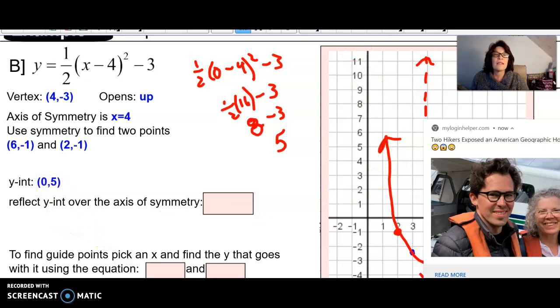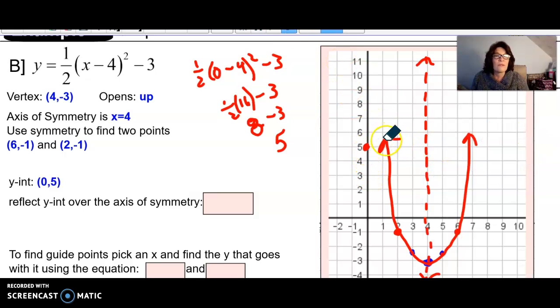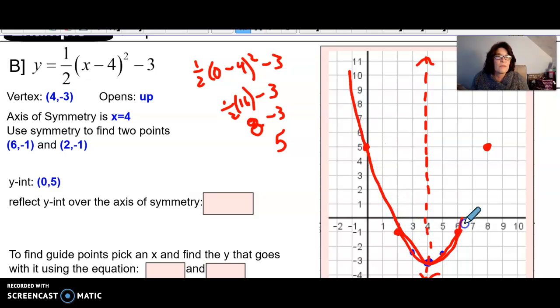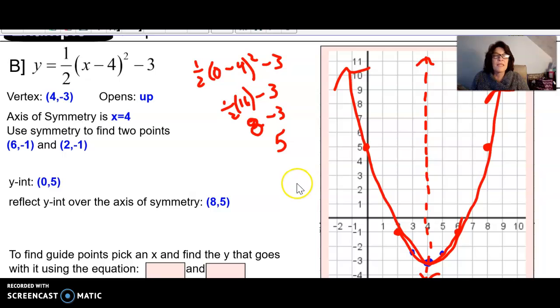I didn't plot that, did I? (0, 5). Okay, so see how I struggle sometimes with drawing on this surface. So since 0 gave me 5, I can go across. That's 1, 2, 3, 4 away from my axis of symmetry. So 4 away will be another 5, because we know the axis of symmetry cuts the parabola in half. Okay, that gave me a nice little graph there. So that's what they mean by reflect the y-intercept over the axis of symmetry to get the other point of (8, 5), which we did. Okay, does that make sense?